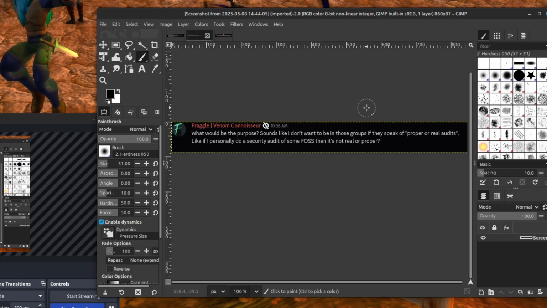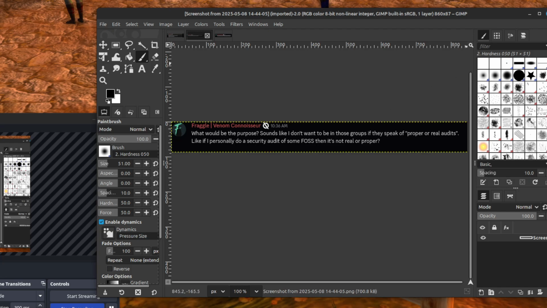So he thought that CVEs meant that it was being audited, but it really doesn't. And he would be surprised to learn that most FOSS actually doesn't go through a proper security audit, at least on a regular basis, because it's expensive, you know? Nobody wants to pay for that. Nobody wants to do it, you know?